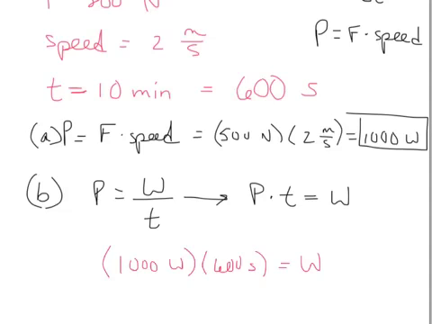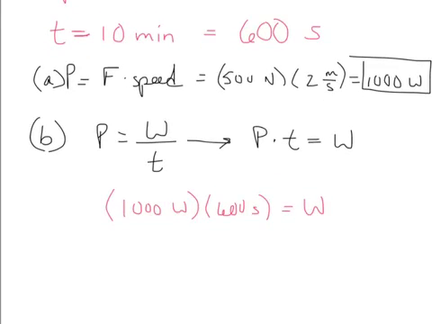Okay. So 1,000 watts times 600 seconds is 600,000. All right, 600 times 1,000, 600,000. What are my units for work? Joules. Joules, very good.